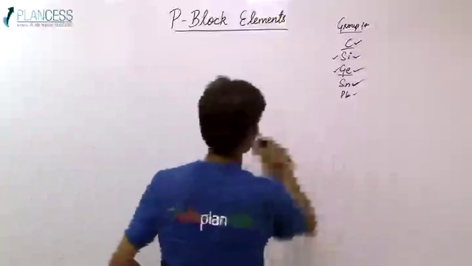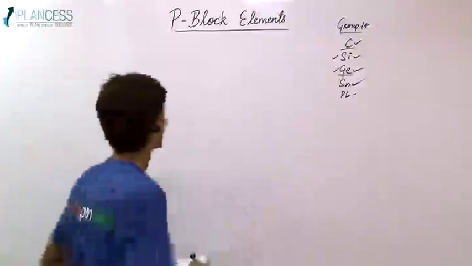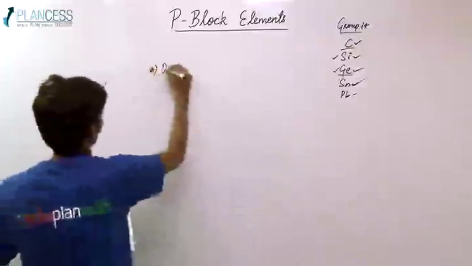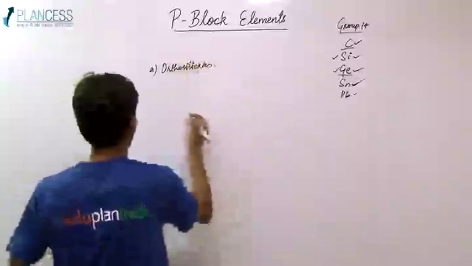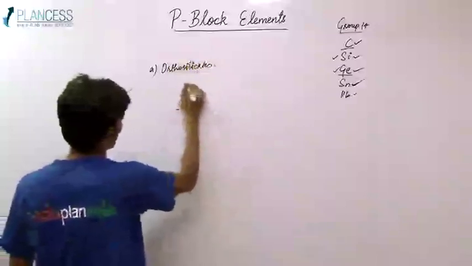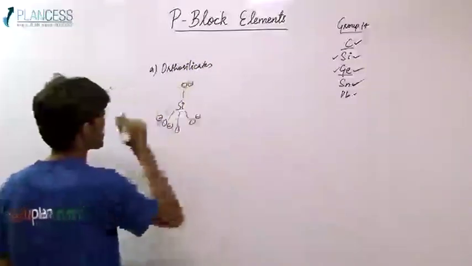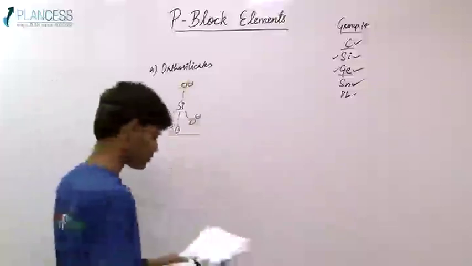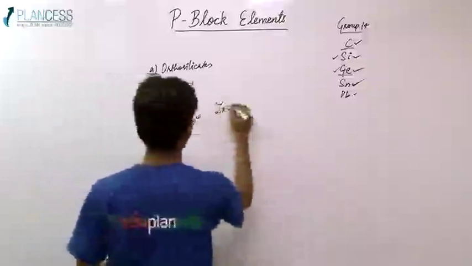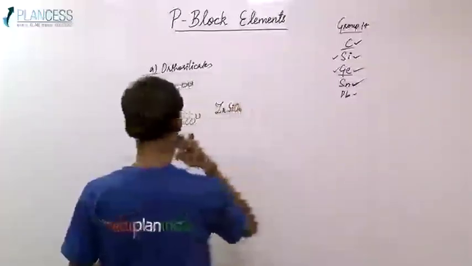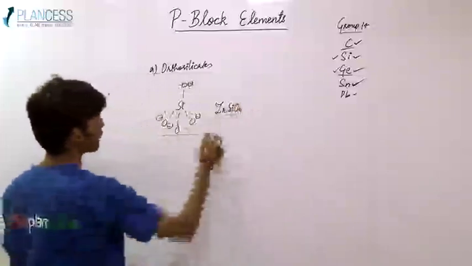The first to be discussed is the orthosilicate. This contains SiO4 4 minus as the basic unit. So simply SiO here and 4 minus. This is the basic structure of orthosilicate. For example, it is found in zircon, that is Zr, zirconium, SiO4. Here zirconium is in its +4 oxidation state and SiO4 4 minus, so it is an example of orthosilicate.